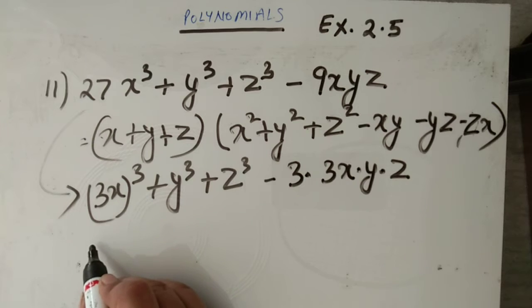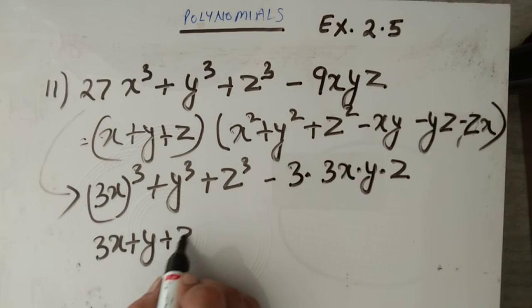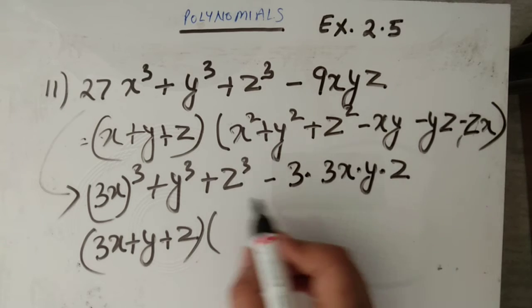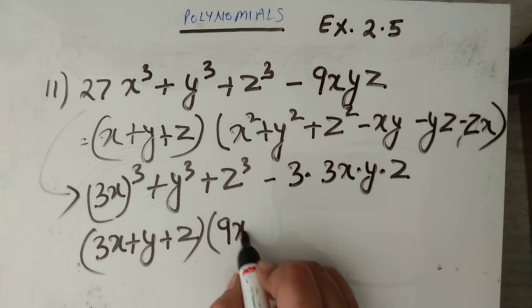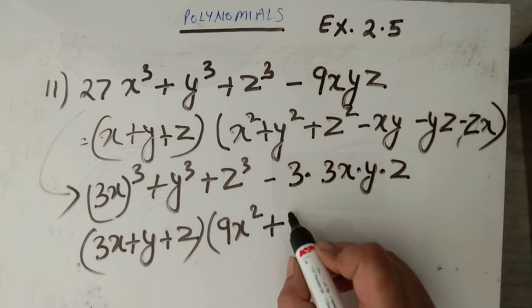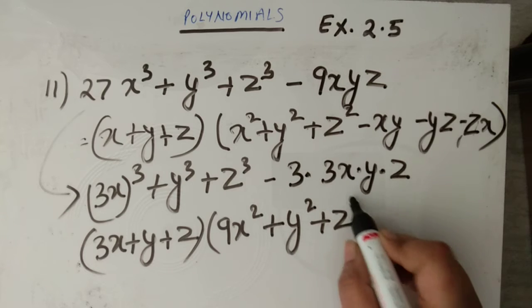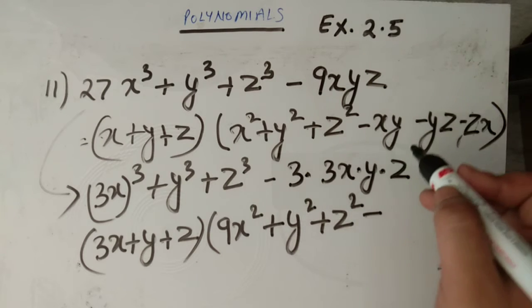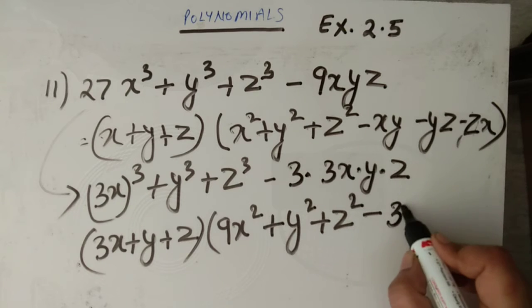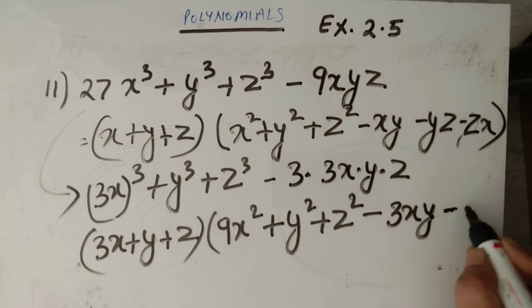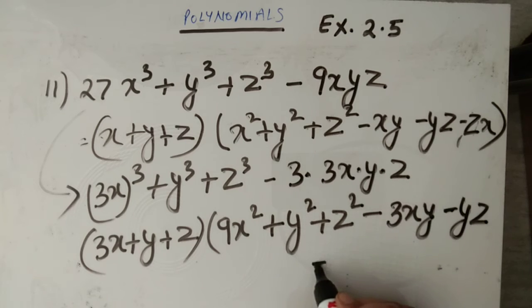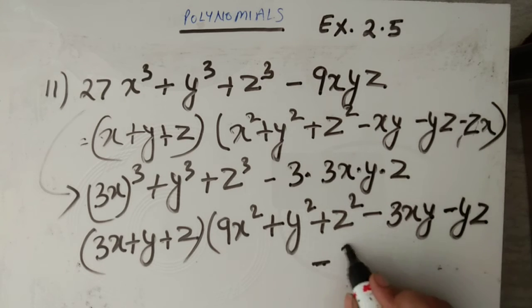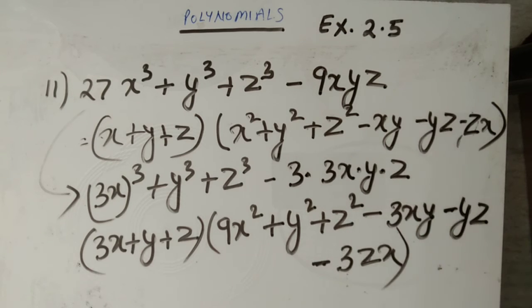So your factors are x plus y plus z, so 3x plus y plus z, and another factor is 3x squared, that is 9x square. You can write that line also, but you can write it directly also if it is easier for you. Okay, minus xy, so x is 3x, so minus 3xy minus yz and minus zx, x is again 3x, so 3zx. So for this question, these are your factors.